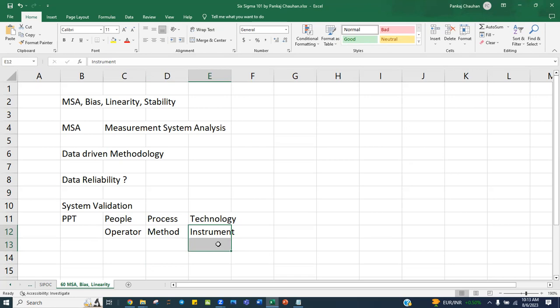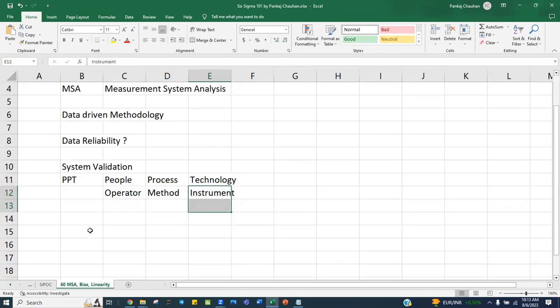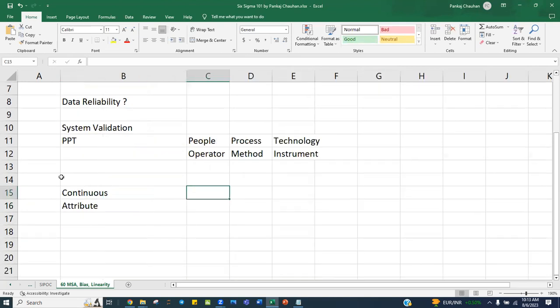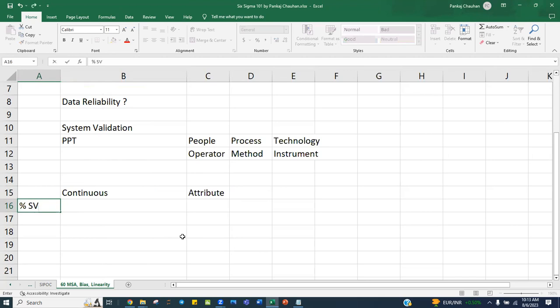Now there are a few concepts in measurement system analysis. First, we do the measurement system analysis for the continuous as well as for the attribute data. So you have the continuous data and you have the attribute data, and we have a different rule for each. For the continuous data, we check two important things. Let me just write them down here. The first is your percent study variation.